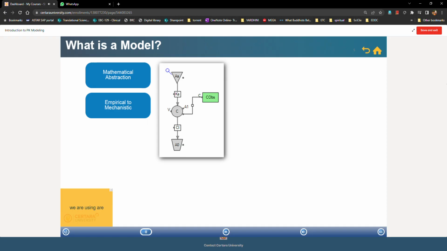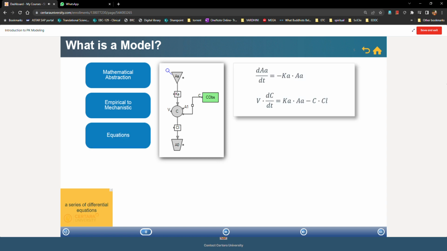Because the models we are using are mathematical abstractions, the model in the diagram is translated into a series of differential equations that describe how the amount of drug in each compartment changes over time. Fortunately, Phoenix translates the model diagram into equations for us and carries out the mathematics necessary to solve them.